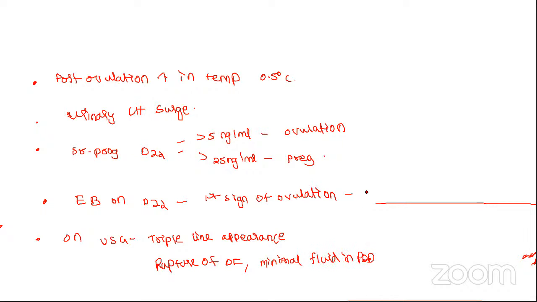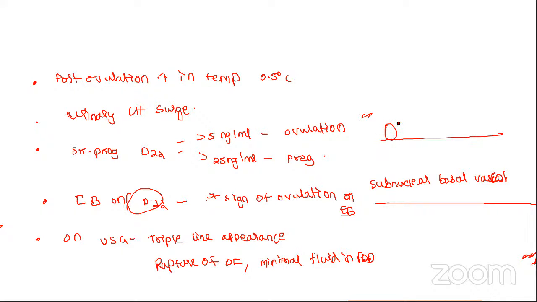Excellent, Mansi. The first sign of ovulation on endometrial biopsy, it is not on day 22, guys. On endometrial biopsy, very good. I see now many students answering, very good, Prem and Gopal Krishna. So it is subnuclear basal vacuolation. Why do you have this basal vacuolation? It is because of the accumulation of glycogen below the nucleus. That's called subnuclear basal vacuolation. Okay.